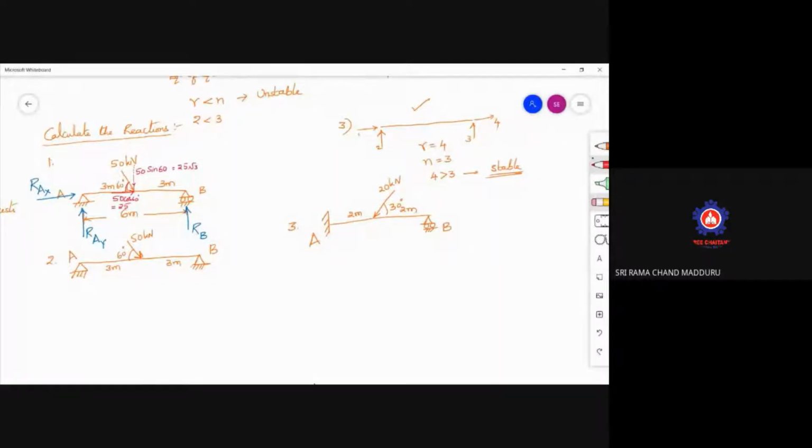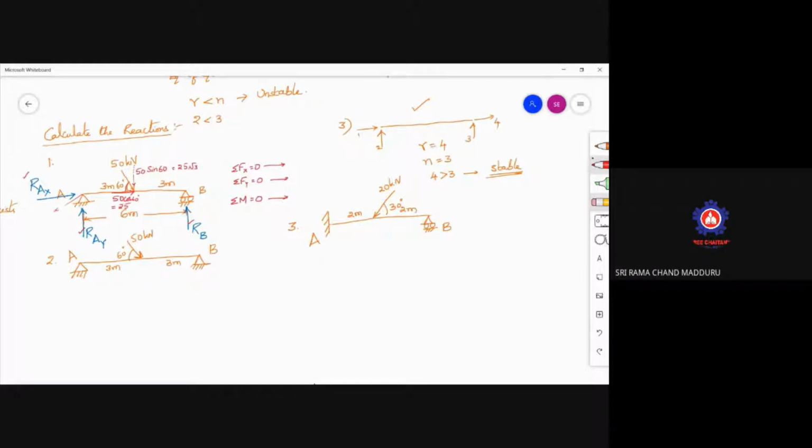So now, how many unknowns are there? There are three unknowns. How many equations of equilibrium do we know? There are three equations of equilibrium, that is, sigma Fx is equal to 0, sigma Fy is equal to 0, sigma M about any point is equal to 0. Just listen. Here, summation of the forces along the x-axis, along the y-axis, and moment about the z-axis. The z-axis will be perpendicular to the plane.